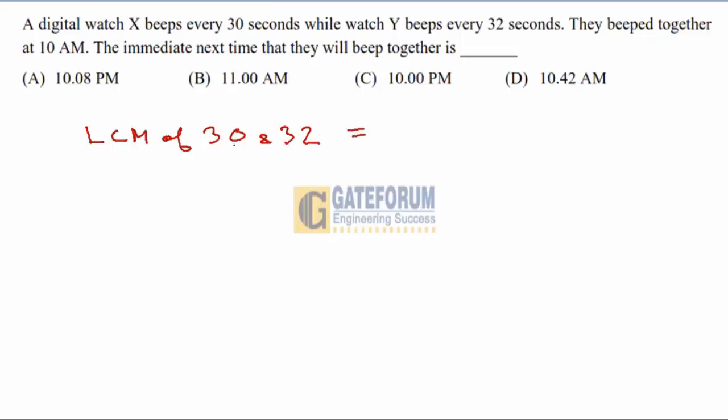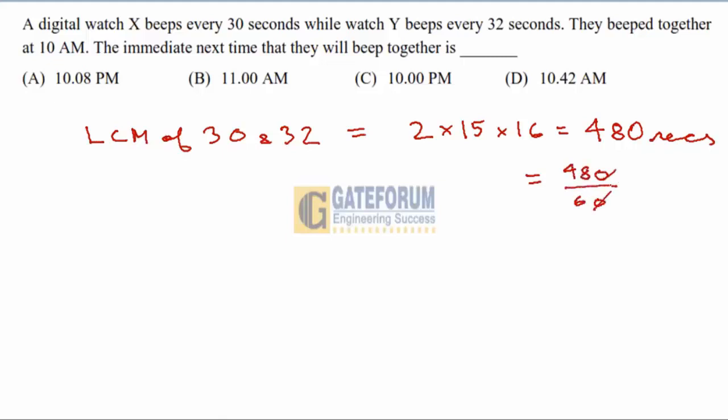See, from here you can take 2 common. If you take 2 common, then this is 15 and this is 16, which are co-prime to each other. So the LCM would be 2 into 15 into 16, which is 480. So 480 seconds is the LCM. That 480 seconds can be converted into minutes by dividing by 60. So 480 by 60 is equal to 8 minutes.